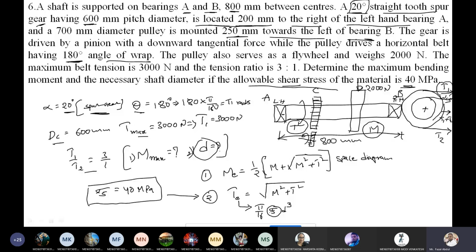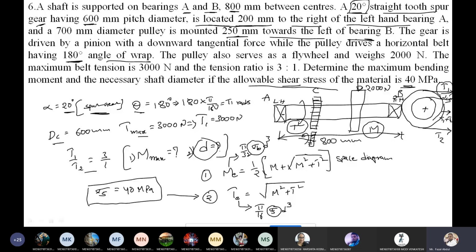Sigma s is present. If we select the first equation, what happens? What is Me? Me is pi by 32 into sigma b into d cubed. So in this equation, sigma b is present. Sigma b is not given in the question. See the given data, the sigma b value is not given.